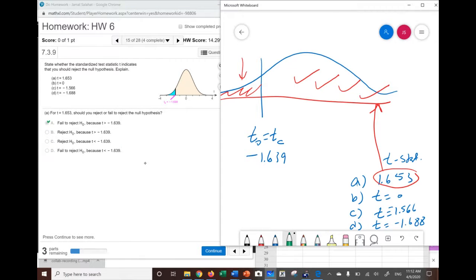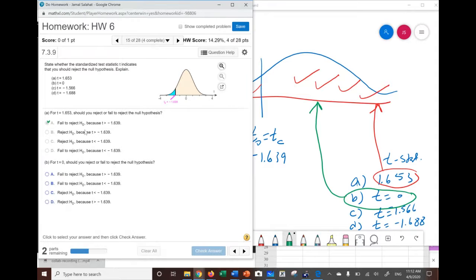I'm going to use a different color. What about t equal to 0? Notice that the 0 falls also here because this is negative. The 0 falls to the right of the negative. Again, for the 0, we fail to reject H naught because the t in this case, 0, is bigger than the critical value. So we're going to choose A again.